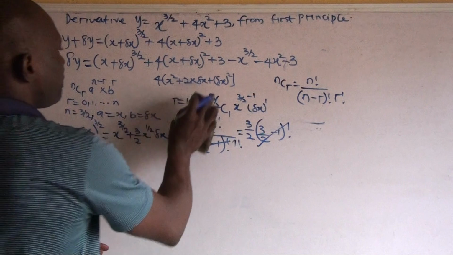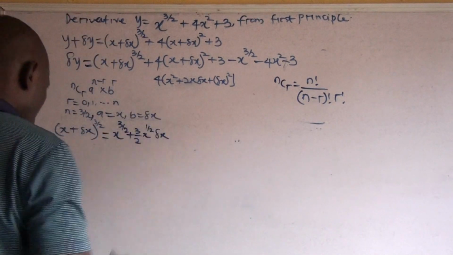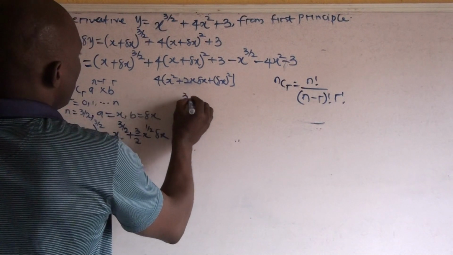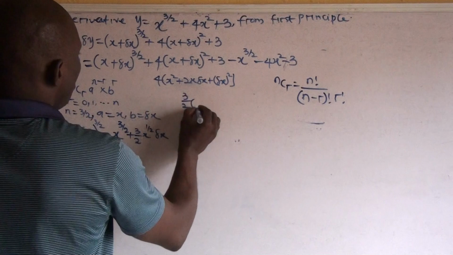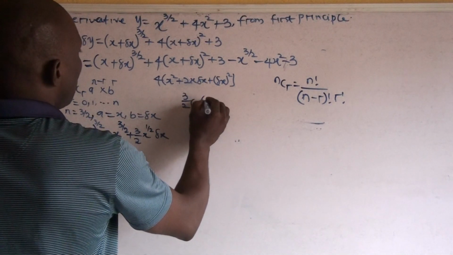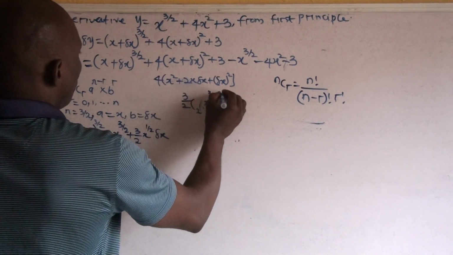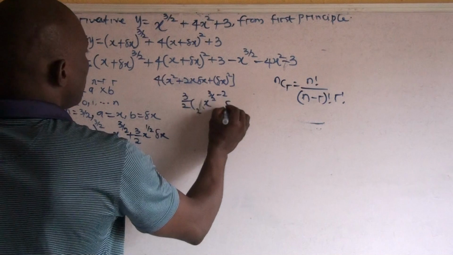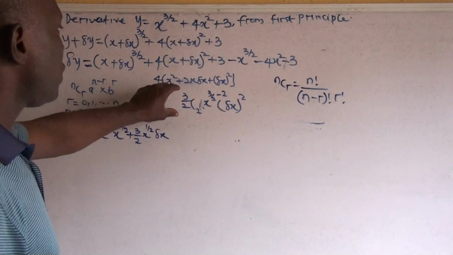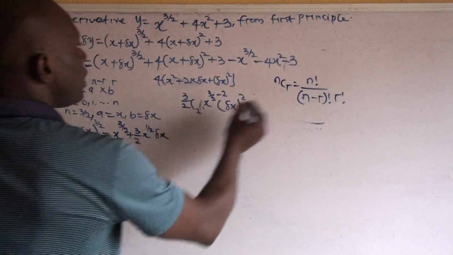Let's look at the next step. When r is equal to 2, we're going to have 3 over 2 combination 2. Here we have x raised to power 3 over 2 minus 2, then delta x all square. Okay, let's find the coefficient of 3 over 2 combination 2 from here.